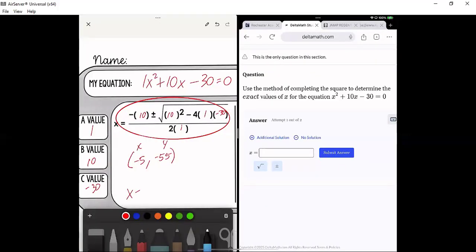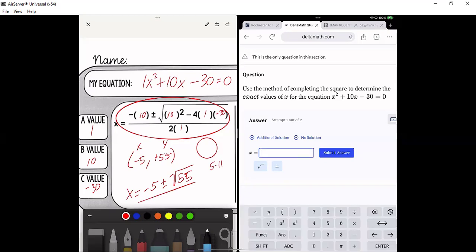So our answer is going to be x equals negative 5 plus or minus. Now we're just going to change that to a positive, and we're going to take the square root of it. The question is, can we simplify 55? We don't have to because they said they wanted exact, so we can leave it. But we couldn't simplify it anyway because it's just 5 times 11, which are two prime numbers. There's nothing else for us to do. So this is our answer. I'm going to come over here and put that in, negative 5 plus or minus the square root of 55.